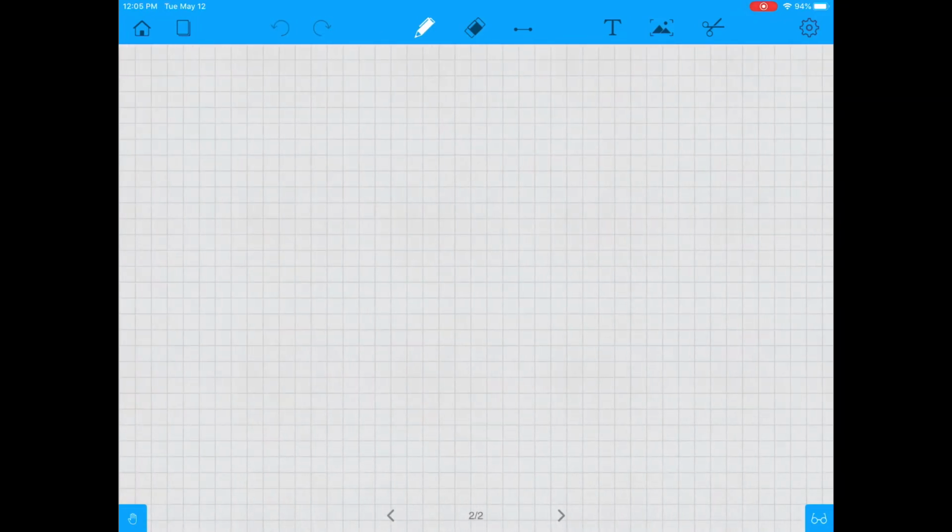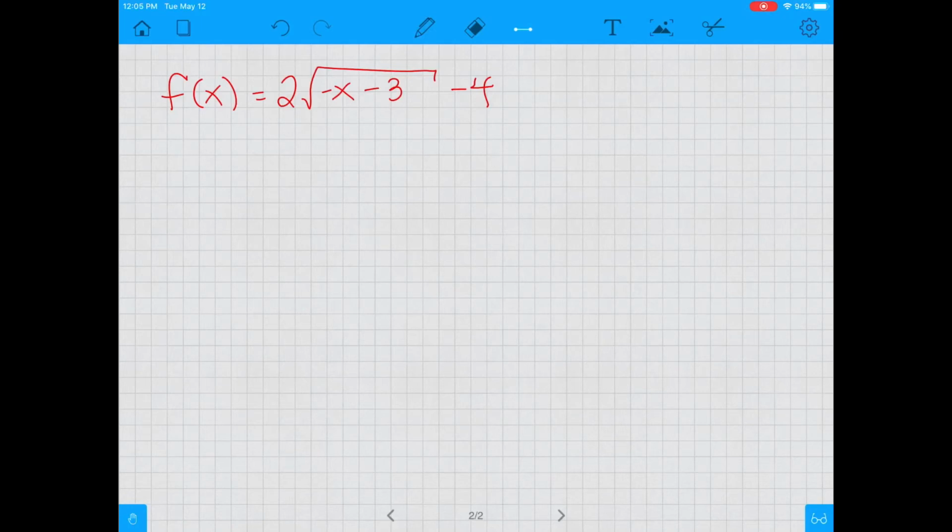So if we go to the next page here, let's say I have something like f of x equals, we'll put a 2 in front, square root of -x minus 3, minus 4. So something like that. And how do I deal with it? What does it look like, right? So the first thing I'm going to do, I'm going to create my axes here. Let's create another one here for my y-axis. It fits right there. Perfect.